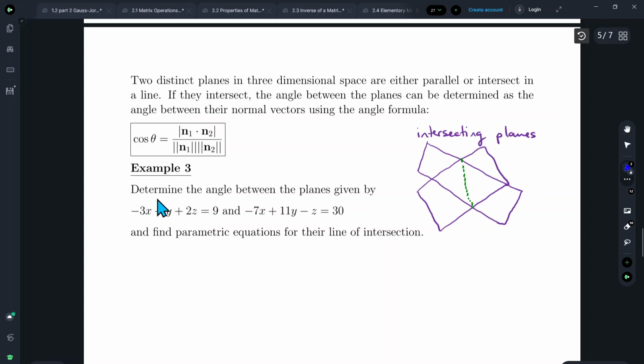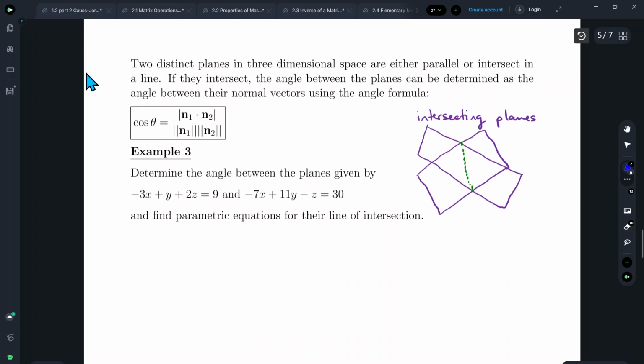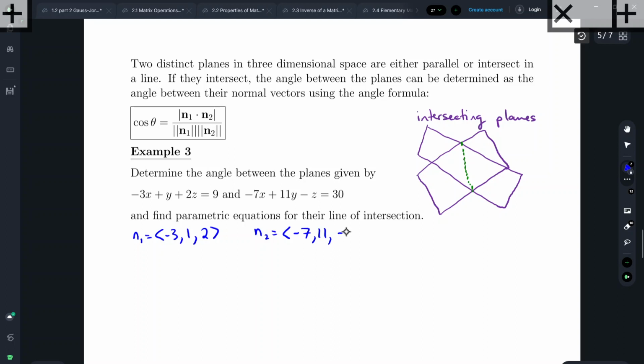Okay, so first we're going to calculate the angle between them using this formula. To calculate this, we need the normal vectors of the planes, right? So let's write them down. n1, the normal vector for the plane, is just the coefficients of x, y, and z. So the coefficients here are -3 for x, 1 for y, and 2 for z. So that's the normal vector n1. And then n2, the coefficients are -7, 11, and -1. So that's n2.